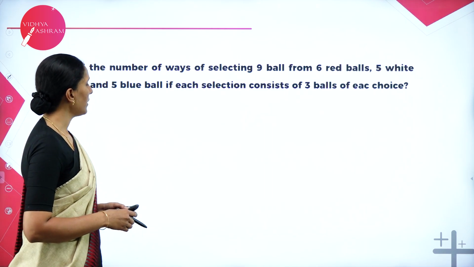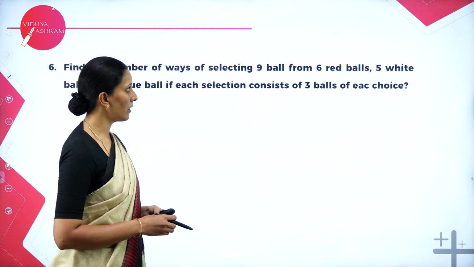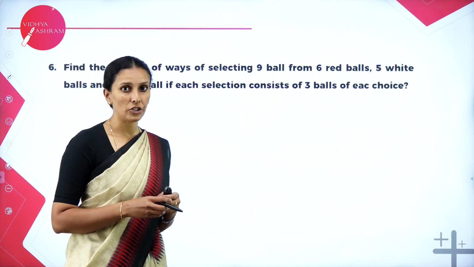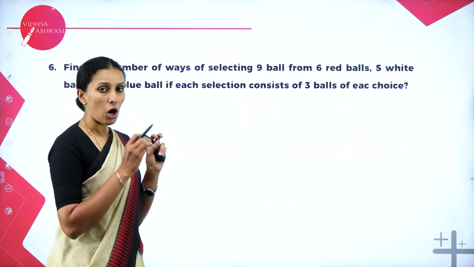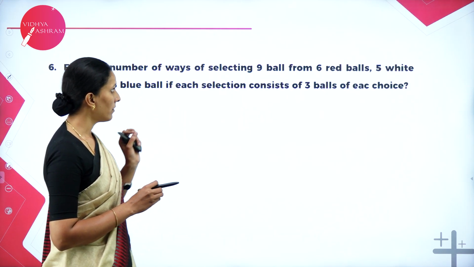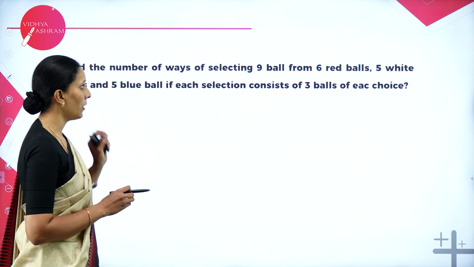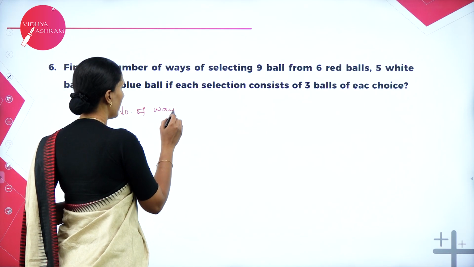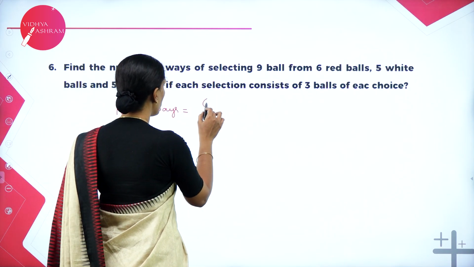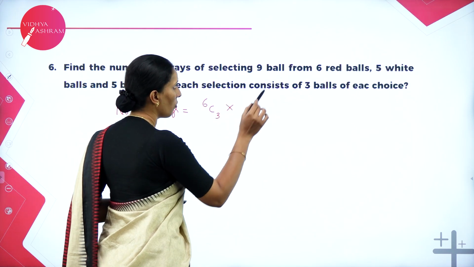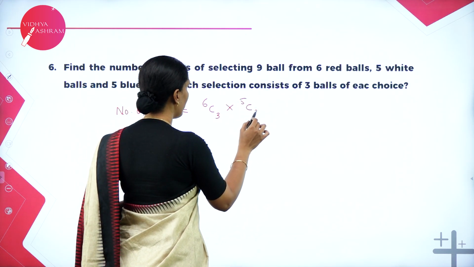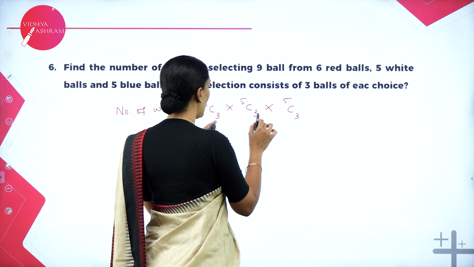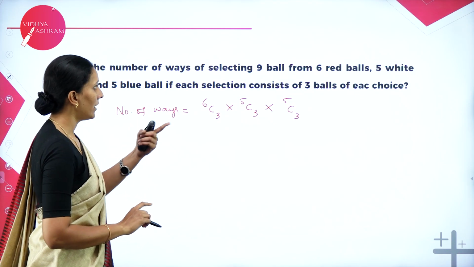Next question. Find the number of ways of selecting 9 balls from 6 red balls, 5 white balls and 5 blue balls if each selection consists of 3 balls of each color. Now we need to select 9 balls, out of which 3 balls should be red, 3 balls should be white and 3 balls must be blue. So therefore the number of ways here is, we have 6 red balls, so we need to choose any 3, out of 5 white balls choose any 3 white balls, and out of 5 blue balls choose any 3. So in total we can choose 9 balls of different colors.